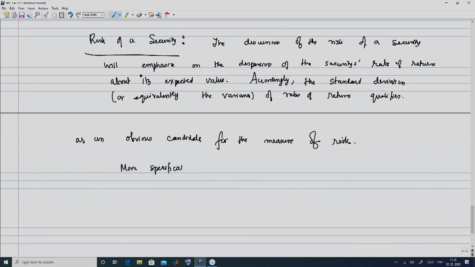Okay, so now I will put a formula for the risk. More specifically, the variance of the return of the ith asset, denoted by sigma_i squared, is by definition E of (R_i minus E of R_i) squared, and in terms of probability, this is the summation of P_s times (R_i,s minus E of R_i) squared, for s equal to 1 to capital S.